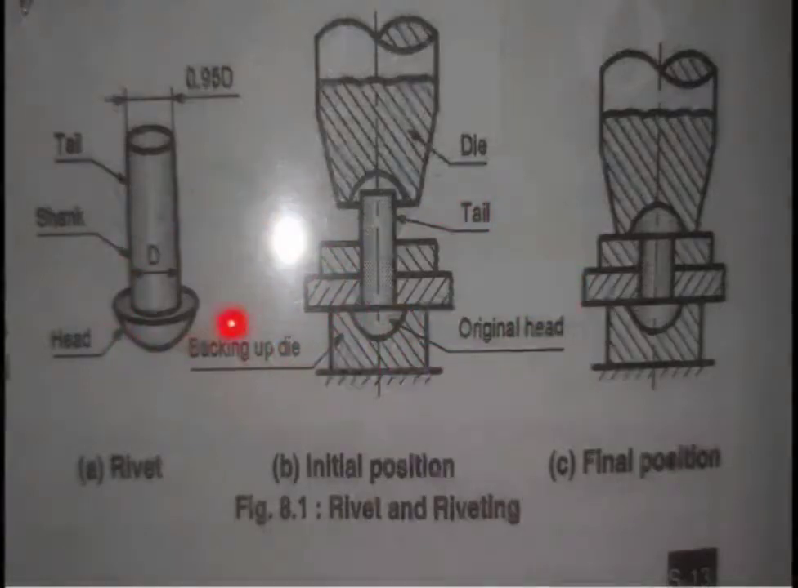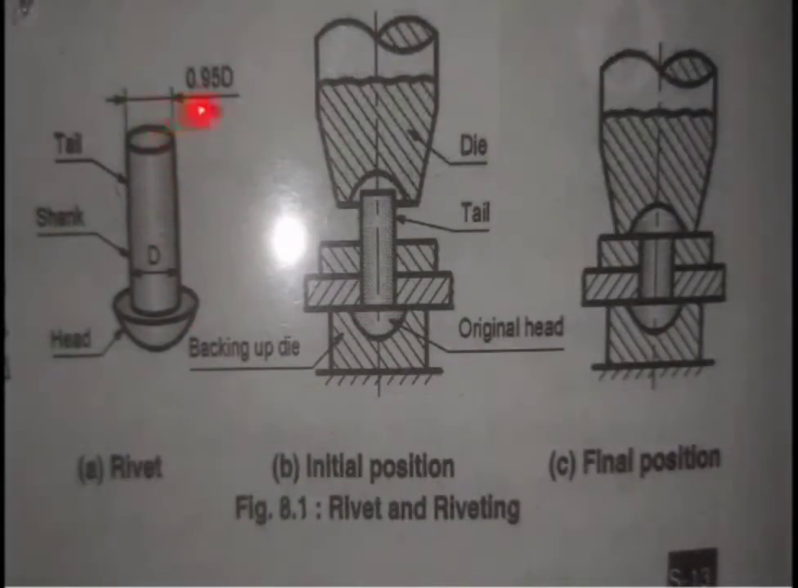Now this is the rivet, as the figure shows. Riveted joints are permanent fasteners used for manufacturing boilers, storage tanks, and drums. They are also used to fasten rolled steel in structural work such as bridges and roof trusses. A rivet is a cylindrical bar consisting of three parts: this is the head, this is the shank, and this is the tail.